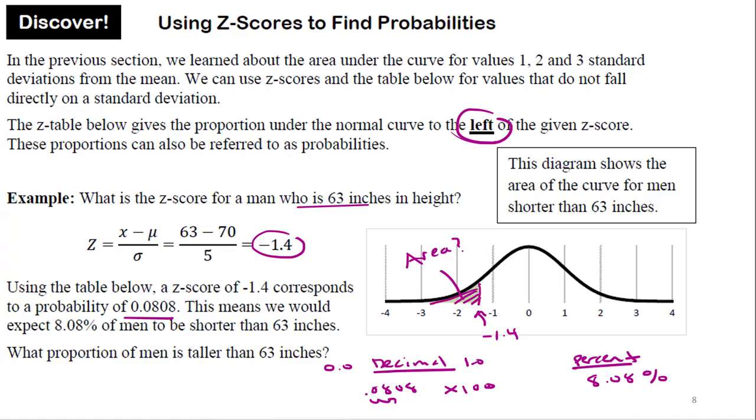Okay. So anyway, again, what does that mean? So that means that if you got a z-score of negative 1.4, then the percentage of men that are shorter than 63 inches is going to be 8.08%. Okay, or 0.0808. So that's what this is saying. That's the percentage of men that are going to be shorter than 63 inches. Okay.